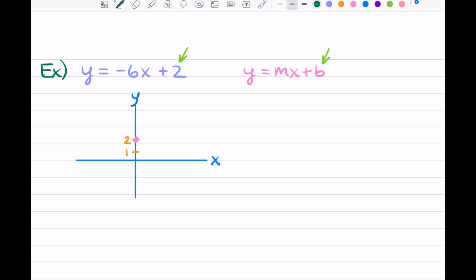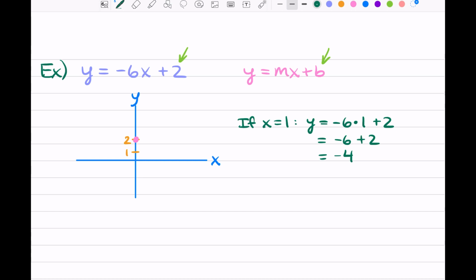And let's just pick another point, because we need 2 points to draw our line. So let's pick an x. Let's say if x equals 1, what does y equal? Okay, so we have our equation, y equals negative 6 times x, which is 1, plus 2. That's negative 6 plus 2, which is negative 4.